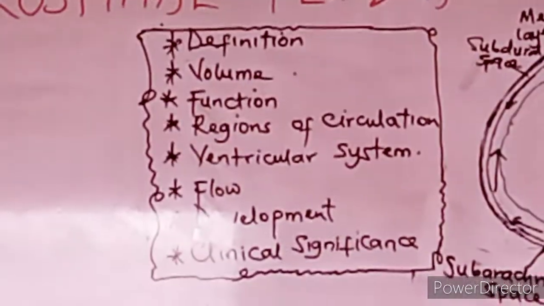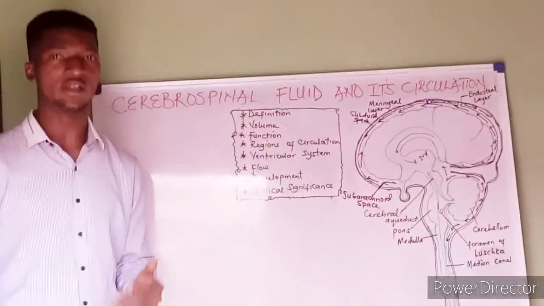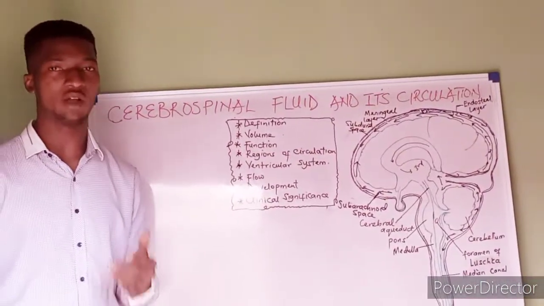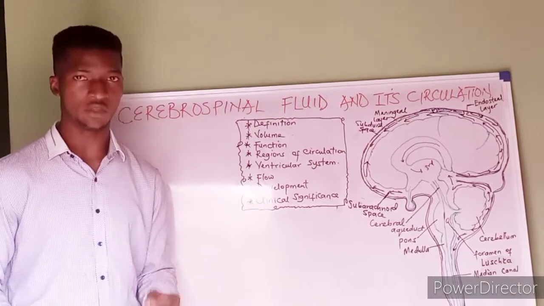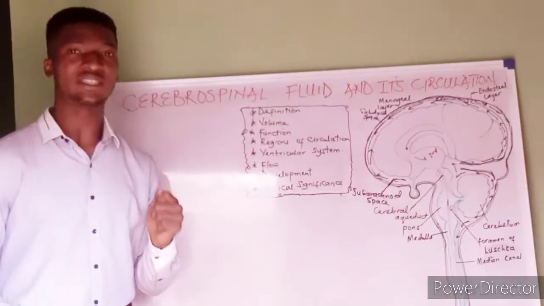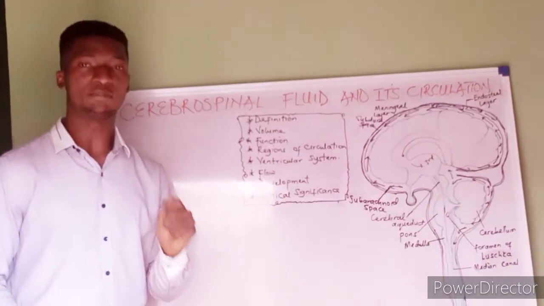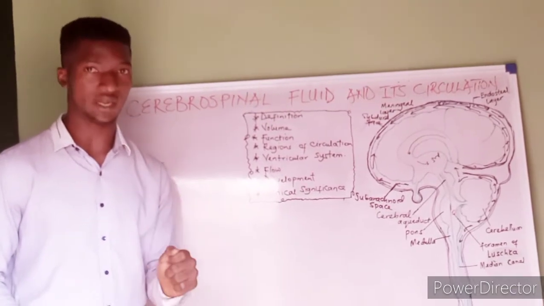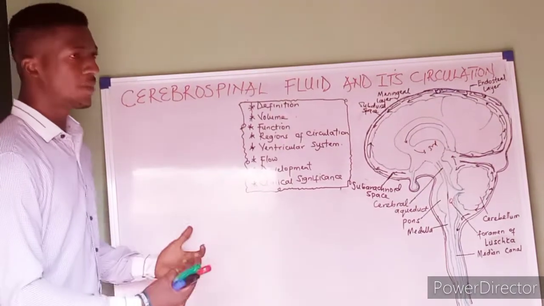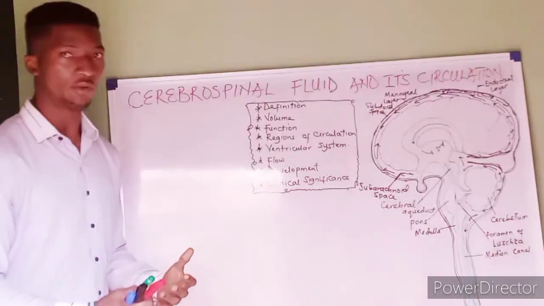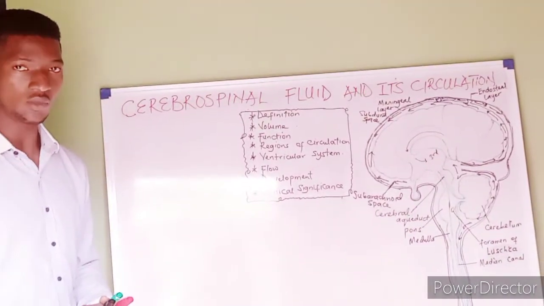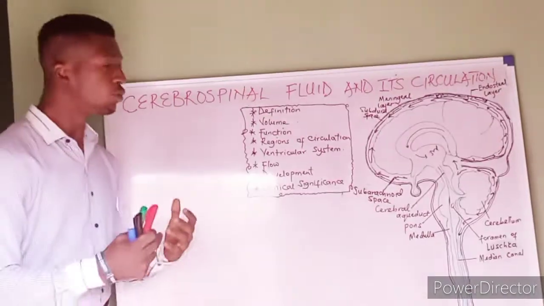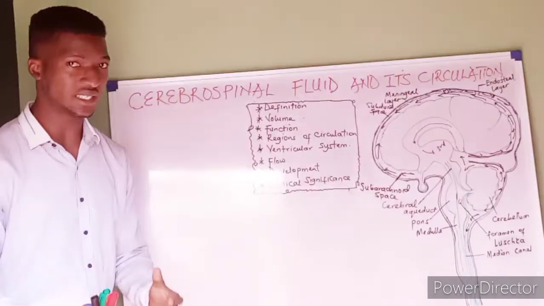Cerebrospinal fluid is a clear colorless fluid found within and around the central nervous system. Do not forget that when we mention the central nervous system, this implies the brain and the spinal cord. The cerebrospinal fluid is derived from the plasma and it is produced in the ventricular system.